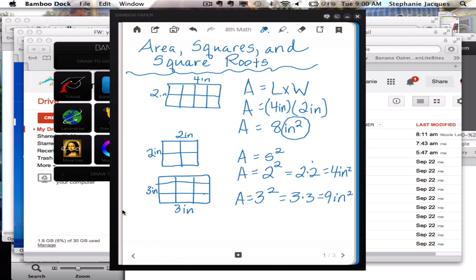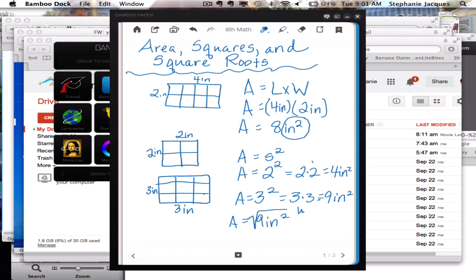Let's say you had the area and you wanted to find the side of a square. So what if they told us that the area of a square is 9 inches squared? And they go, what's the side length? The way you do that is you find the square root. And the symbol that is the square root looks like this. So you're really doing what number times itself.